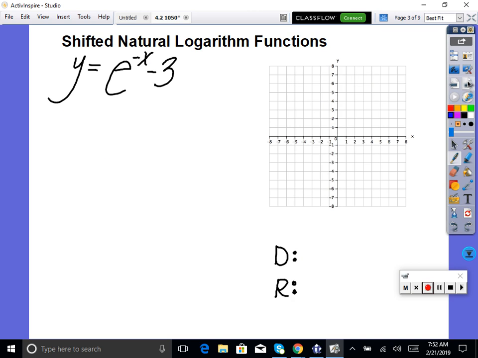Okay, just go ahead and tell me what the shifts are here. This is down 3, so that means y, 3. So now we have an asymptote at -3 here, and then this is a reflection over, yep, reflect over the y.